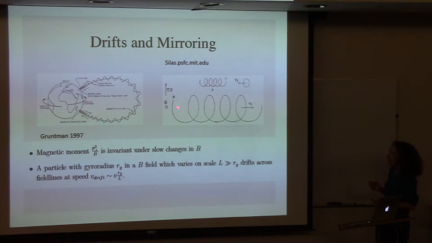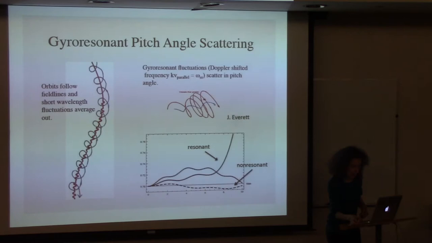And a rough rule of thumb is that if you have an inhomogeneity in the field, which varies on some length scale L, much greater than the gyro radius, RG, then the drift speed will be of order particle speed times the ratio of RG over L. So that's what leads to slow migration of particles across field lines.